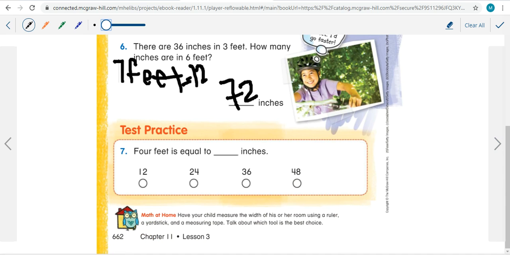Now, 4 feet is equal to how many inches? The answer is 48. Why? Because you add 12 plus 12 plus 12 plus 12 is 48.